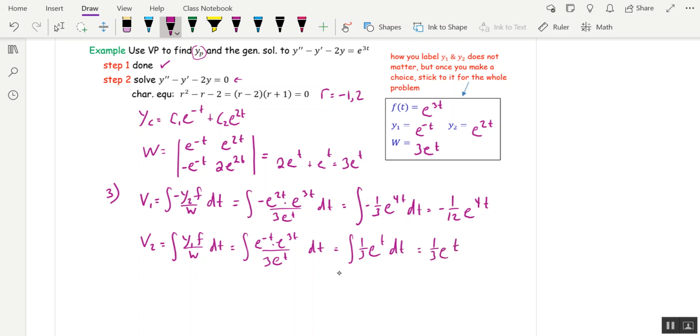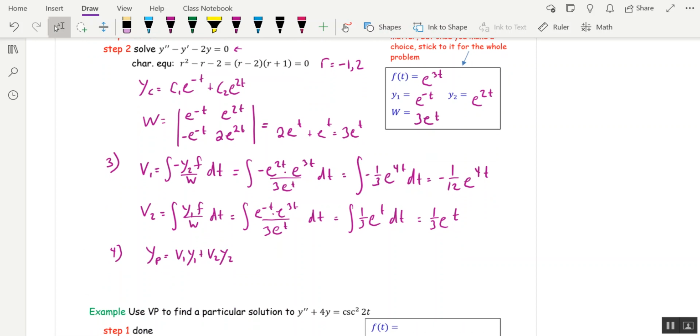Okay, now we put those together with our y1 and y2 to form our yp. So step 4, yp, a particular solution, is v1 y1 plus v2 y2. So make sure you know what to do with these v1 and v2 once you're done with them. Some students get caught up in the finding of them, and then they forget what to do with them. So this is what you do with them.